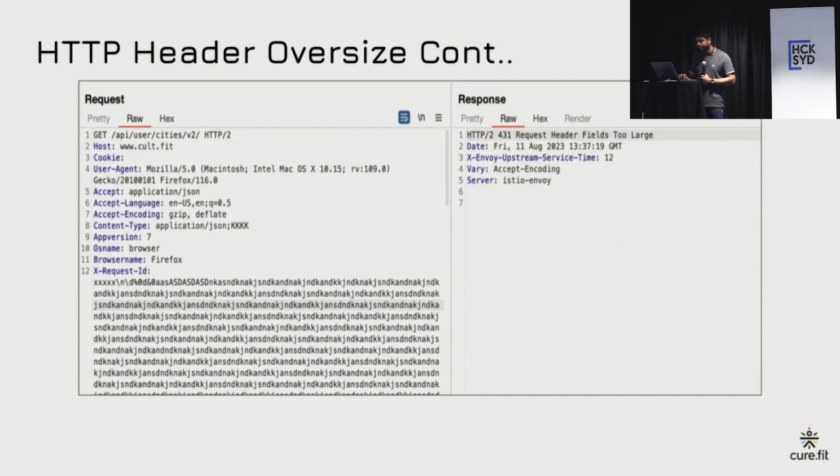You can see the example here. That was X-Request-ID, where I have put a lot of string characters, and when I try to send it, the server responds with the 431 status code, which is request header field is too large. So if, in the same network, especially in the same region, someone is trying to access the cult.fit cities slash v2 endpoint, then they are going to get the same response.